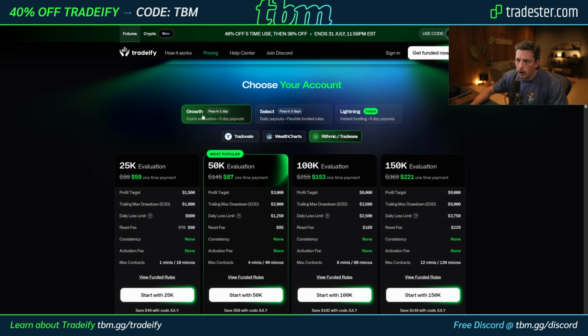So first is Growth. And it says here you can pass it in one day. So on the Growth account, if the market is ripping or there's a lot of volatility, things are going well, you can actually pass this in one day. So if you hit the profit target on the most popular account, which is the 50K account, if you get to $3,000 of profit in one day, you have passed that evaluation as long as you have not broken any of the other rules, right? But you have passed that evaluation.